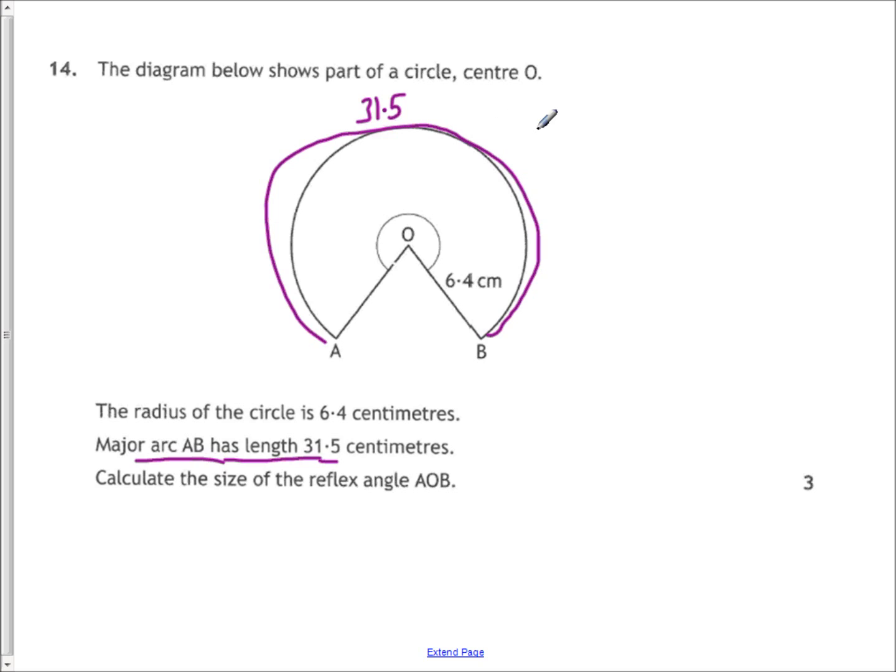It's not the easiest arc length question because you're having to work backwards, but if you know that the arc length is the angle over 360 times pi d, and you use double the radius for your diameter, so it'll be 12.8, you just plug in the values, rearrange it, and there's nothing there that anybody who's prepared for their exam should not be able to deal with. So again, 3 marks that should be easily accessible by the majority of candidates.